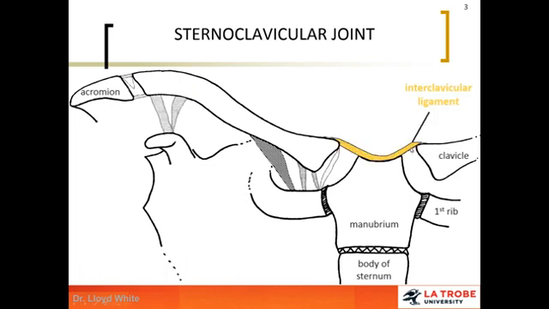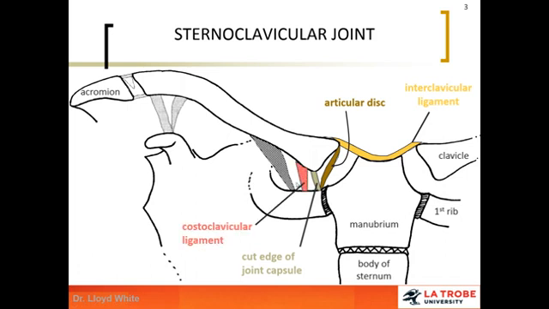We have a very strong interclavicular ligament running across the superior aspect of the joint and forming the superior aspect of the capsule. We have the inferior edge of the joint capsule, and within the joint we have this articular disc, which helps to improve the range of motion of the joint. Reinforcing this joint inferiorly, we have the costoclavicular ligament, and again it's a very, very strong ligament. It's preventing this medial end of the clavicle from displacing superiorly. We also have a muscle helping to support the joint, and this is the subclavius muscle.